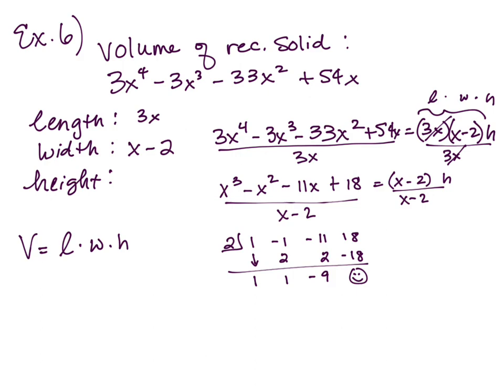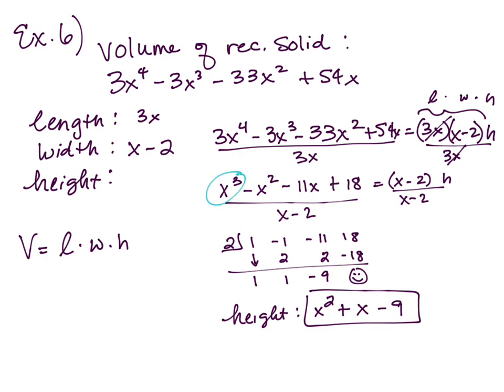So what's the height? X squared. Perfect. That is the height of the rectangular prism. You know it was x squared because if you look right back up here, the term that you had before you divided was x cubed. And your answer is going to drop 1 degree from that.